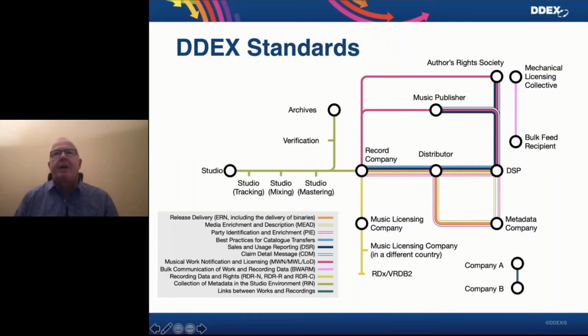And here is a sort of map of the various families of standards that we've got. You can see there each of the generally known roles that different companies play within the overall ecosystem, and the nature of the messages that they're exchanging between each other. We're not actually going to be focusing on any of those today, but on venues.